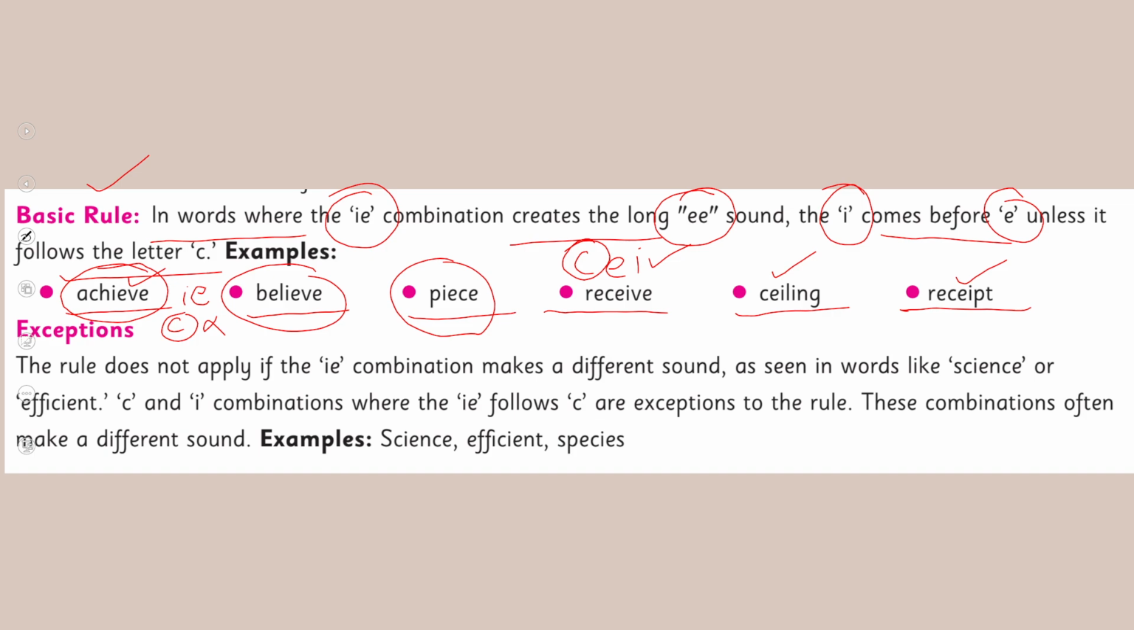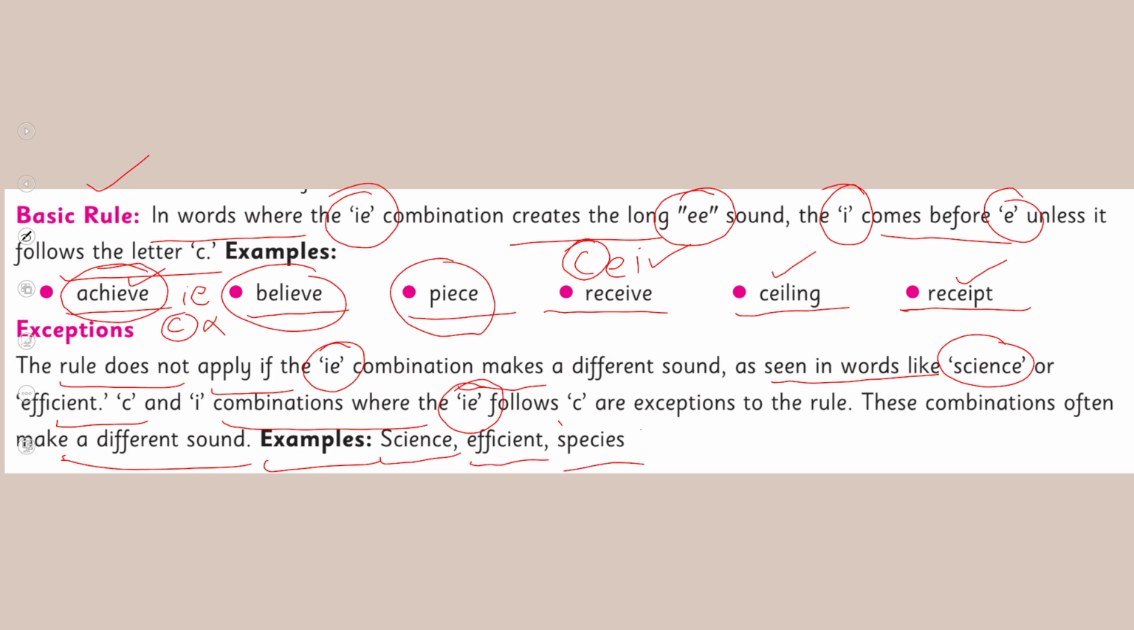Now, let's look at some exceptions. The rule does not apply if the IE combination makes a different sound, as seen in words like science or efficient. C and I combinations where the IE follows C are exceptions to the rule. These combinations often make a different sound. For example, science, efficient, species.